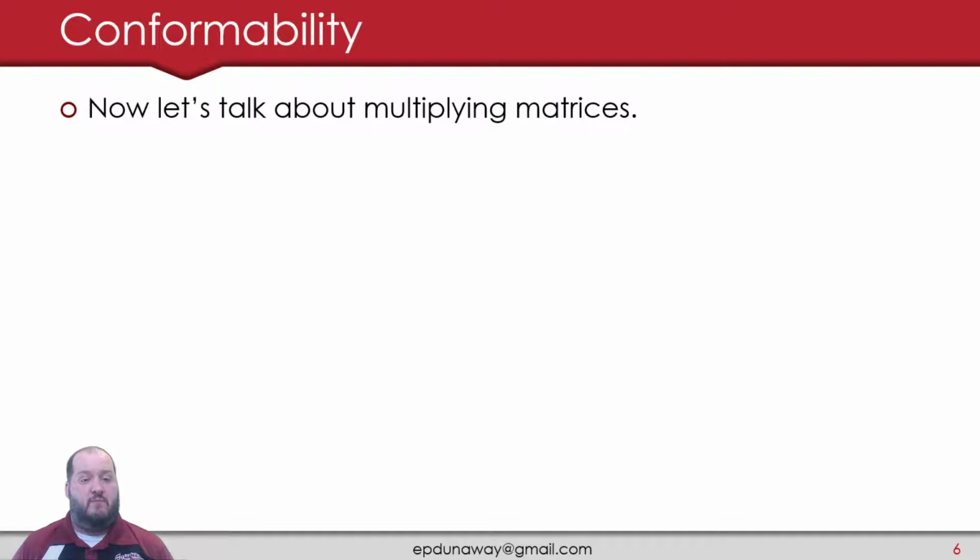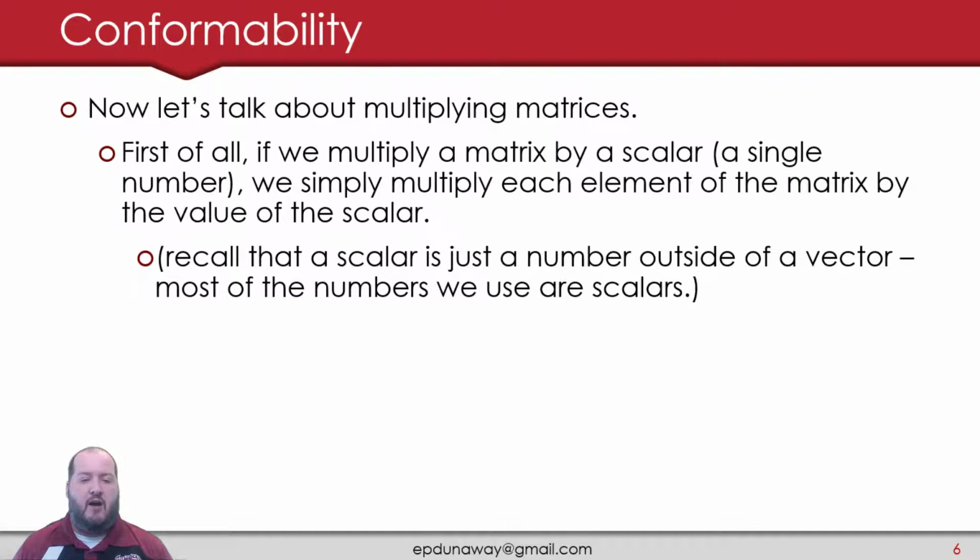All right, let's move on and talk about multiplying matrices. Again, these are going to have conformability rules as well, but the rules are going to be a little bit different. Before we get to that, let's talk about multiplying by a scalar. When we multiply a matrix by a scalar, which is just a single number, we're going to multiply each individual element of that matrix by the value of the scalar. And for those who don't remember what a scalar is, that's just a number that's outside of a vector.